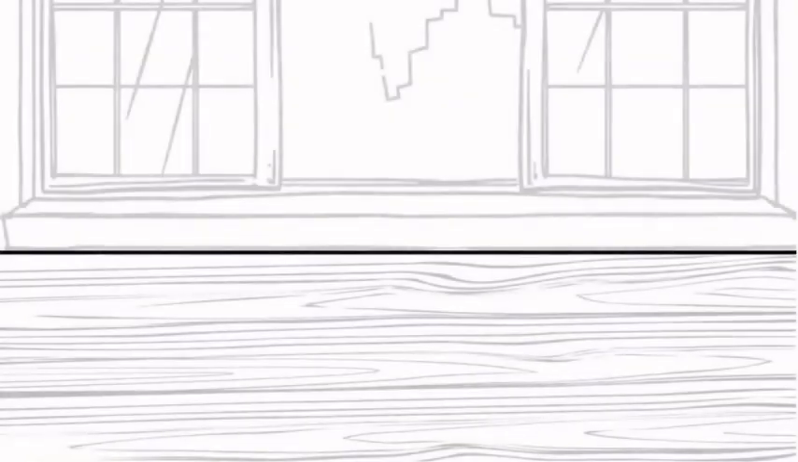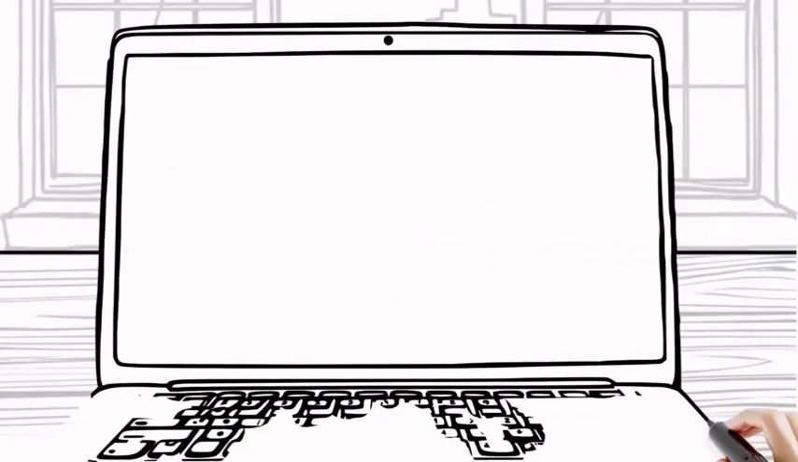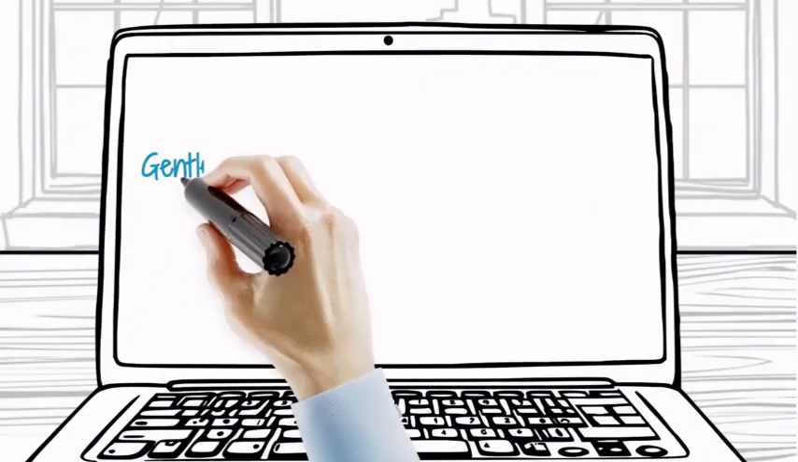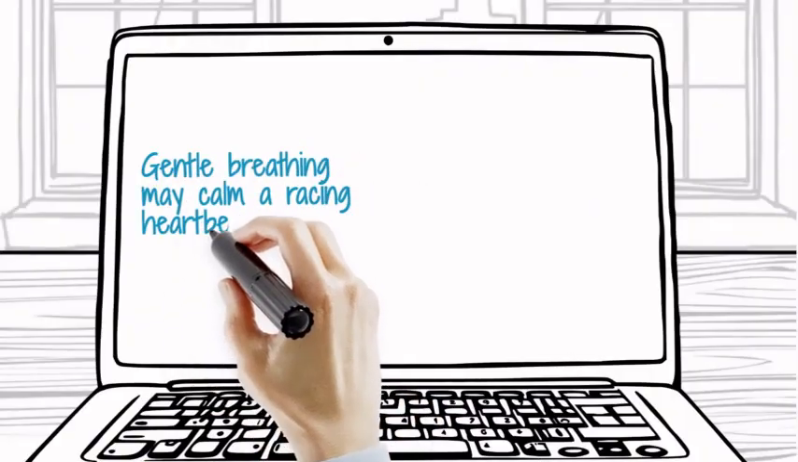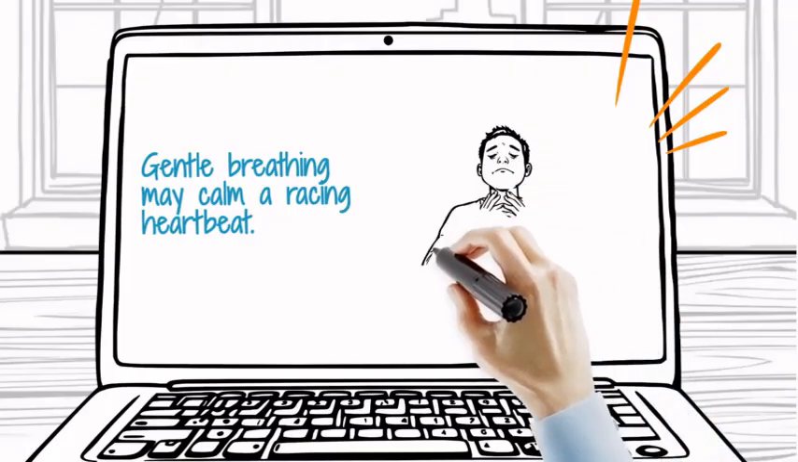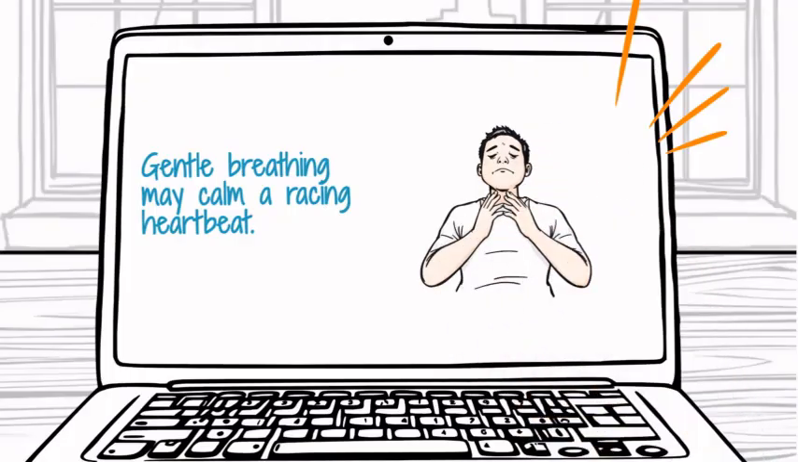Some people find that gentle breathing helps. Breathe in slowly through your nose for 4 counts, then out for 6. This can calm the nervous system and sometimes ease a racing heartbeat. If your palpitations happen during exercise, stop and rest until your heart rate settles.